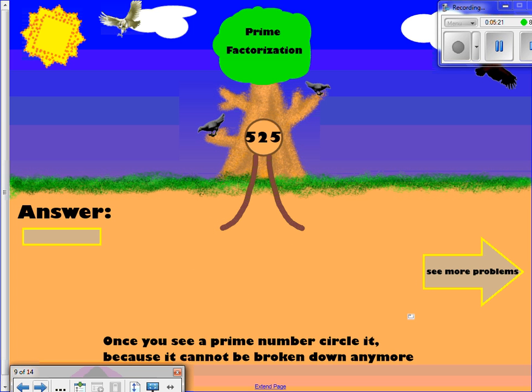525. Can we break that down? Absolutely. Yesterday's lesson was divisibility. Let's see if we can break this down. I know 5 can go into this large number because it ends with a 5. So out here on the side, I'm going to go 525 divided by 5.